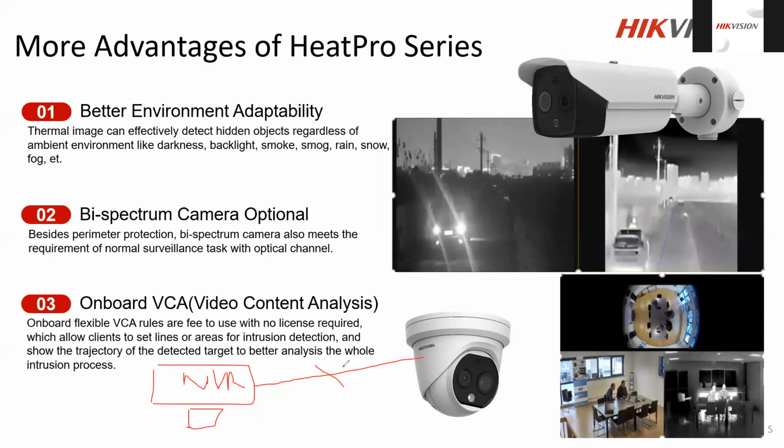But what if this connection is disrupted? The NVR will no longer receive the data. It will no longer give you an alert. But in our case, all the processing is done through this camera here. And it can also connect to a siren nearby from the camera itself.